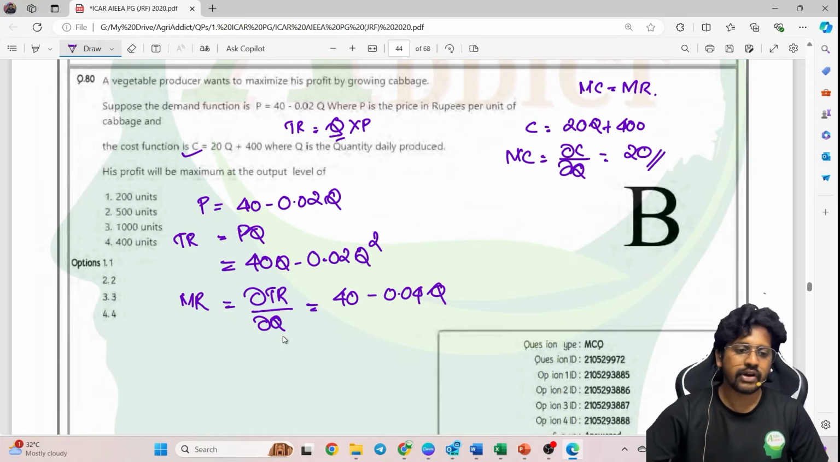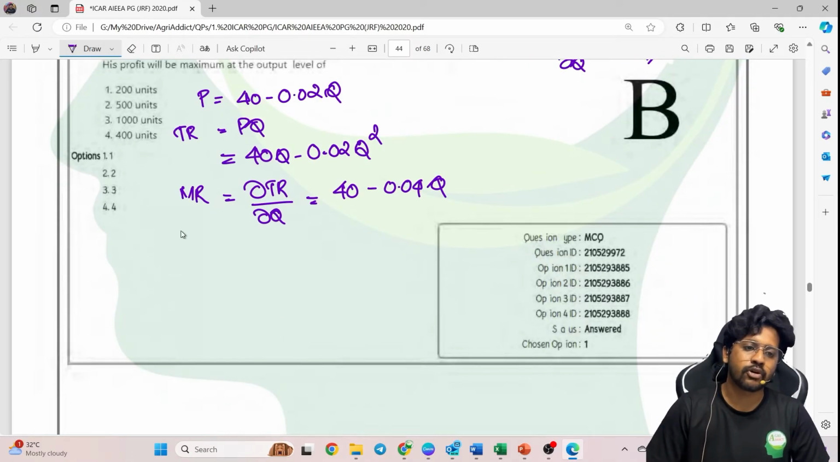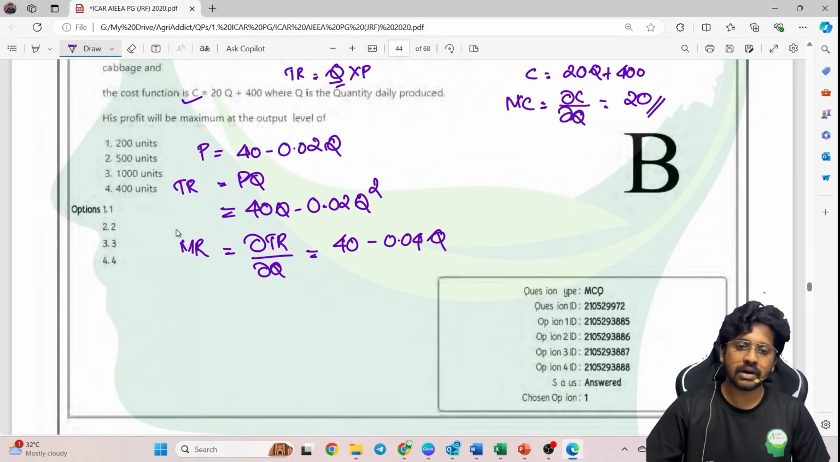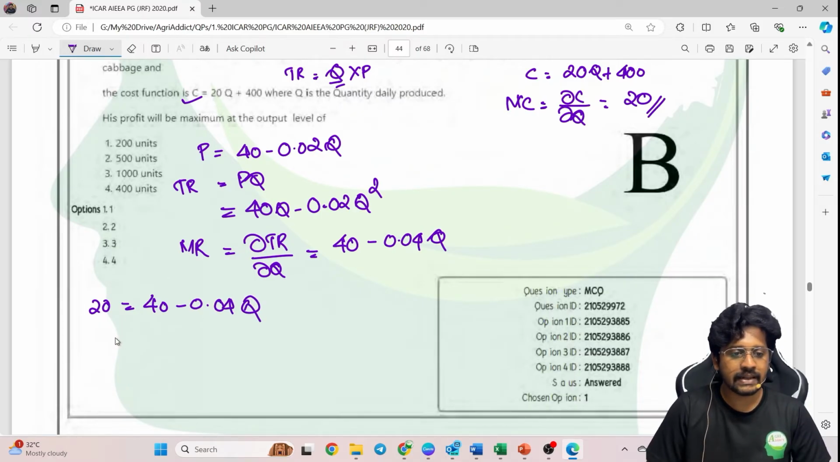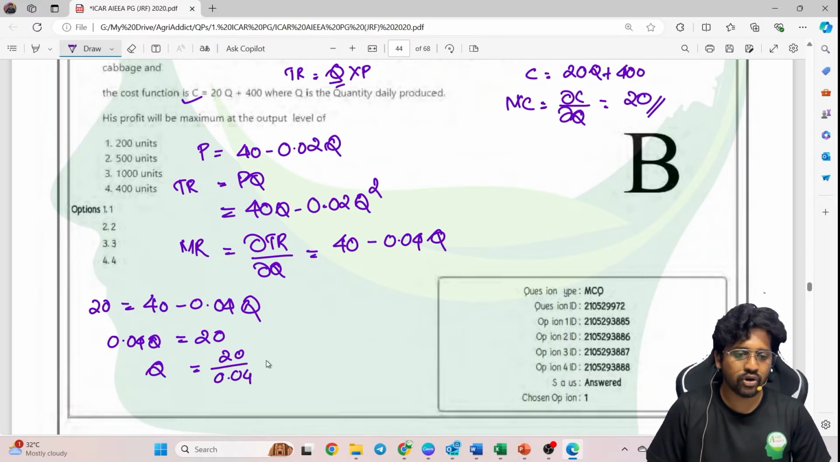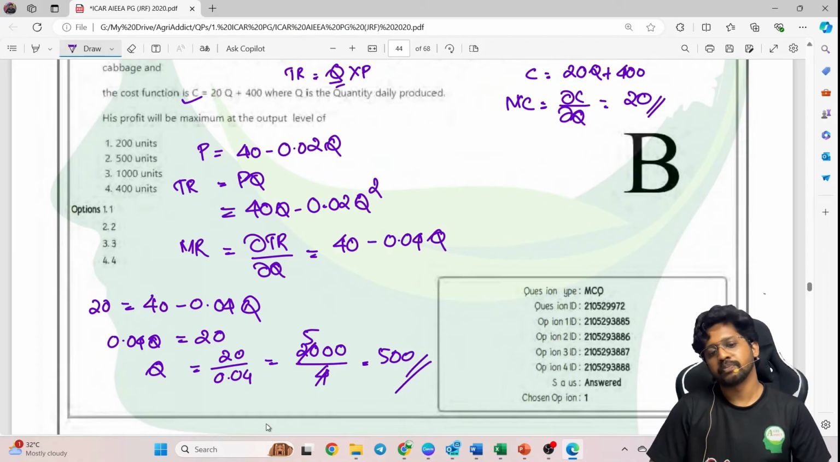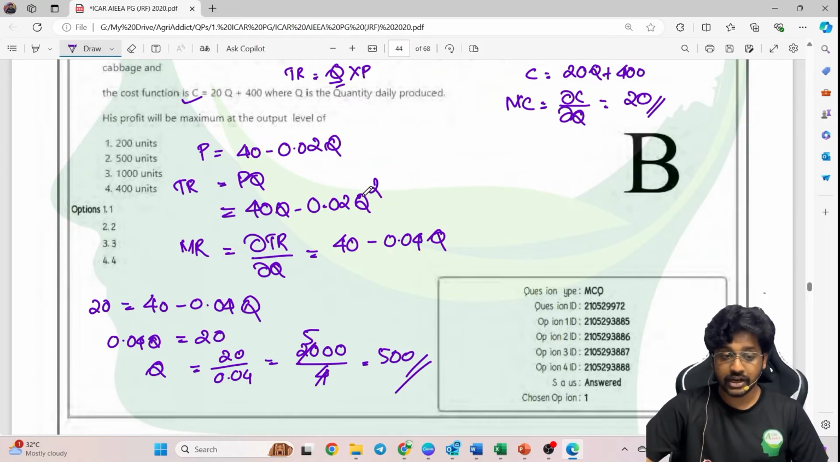Now what we have to do? We have to just equate in order to maximize the profit, right? At the profit maximizing point, MC should be equal to MR. So what is the MC here? 20. 20 is equal to MR. What is MR? 40 minus 0.04 Q. So rearranging, we will get that 0.04 Q will be equal to 20, and Q will be equal to 20 divided by 0.04, which is nothing but 2000 divided by 4, which is equal to 500 units of quantity.